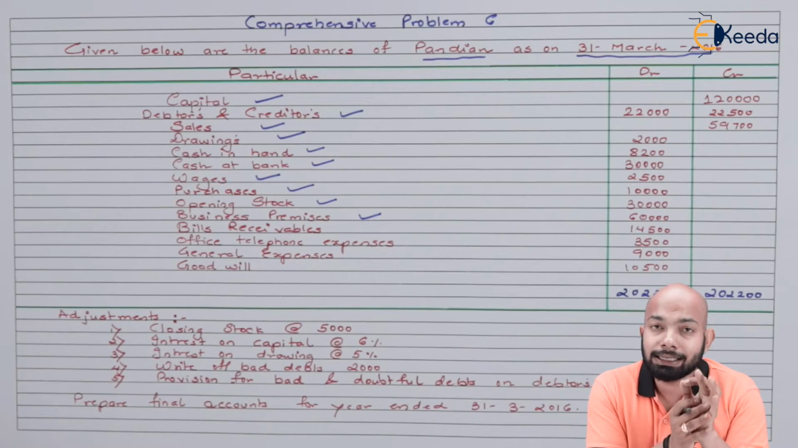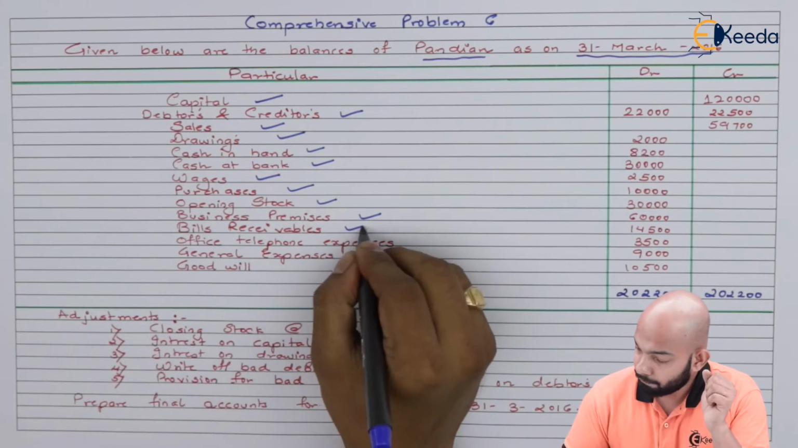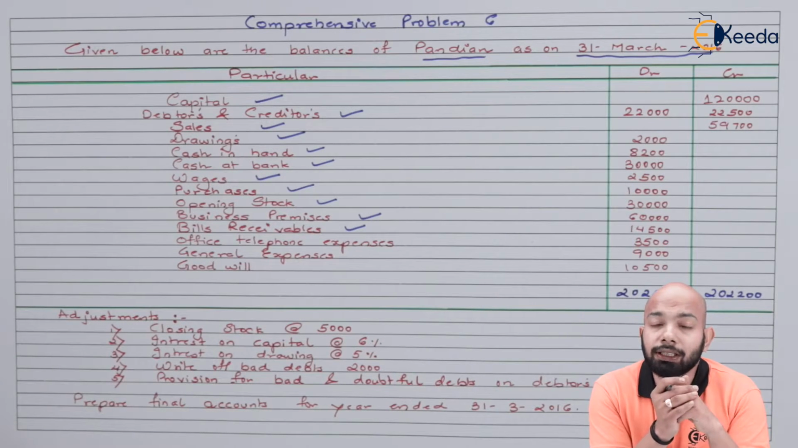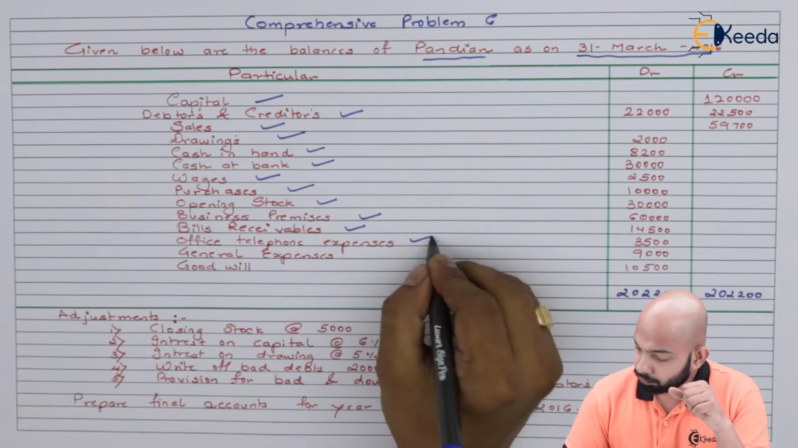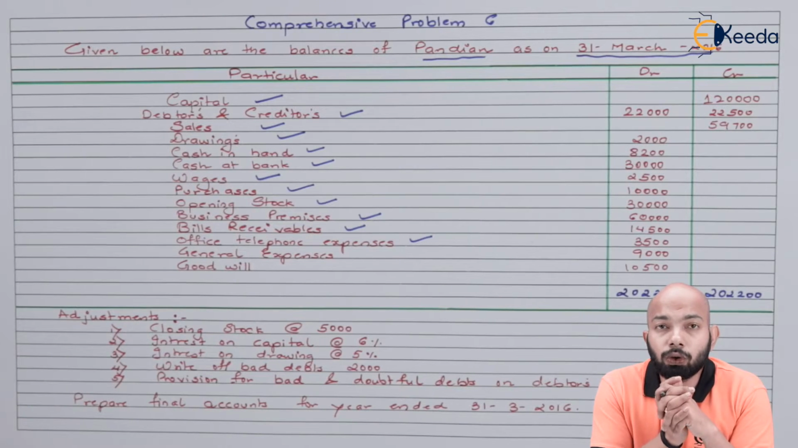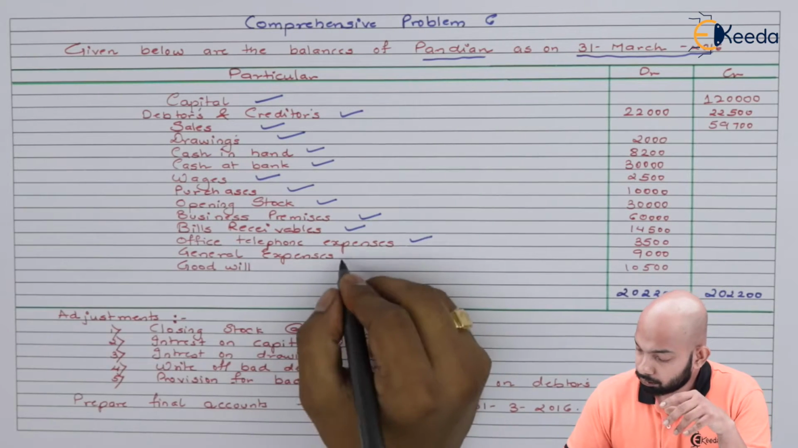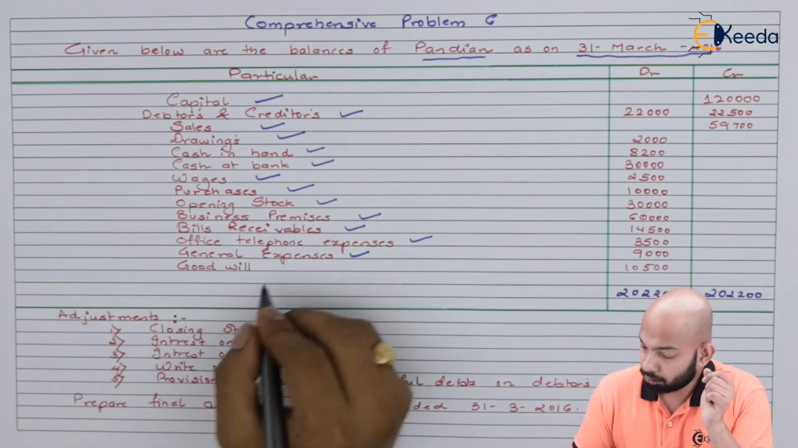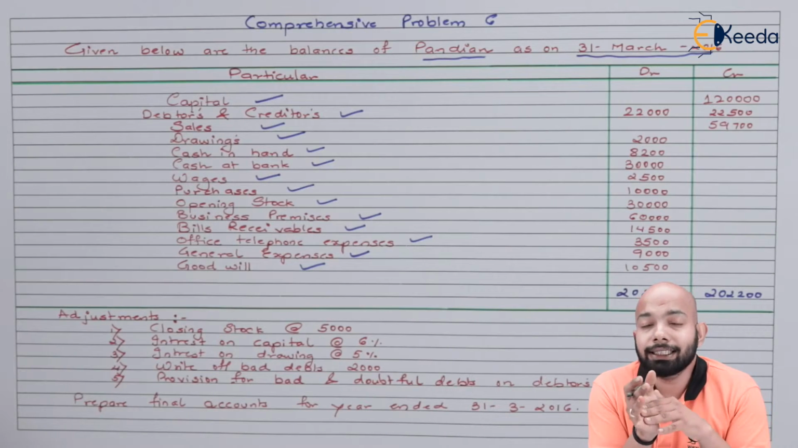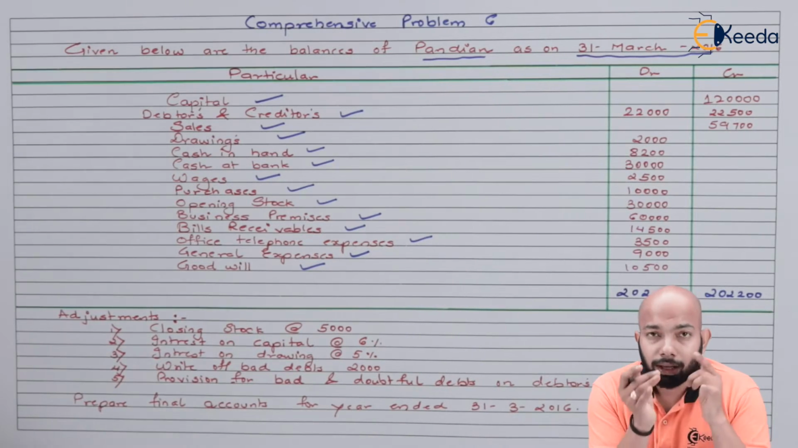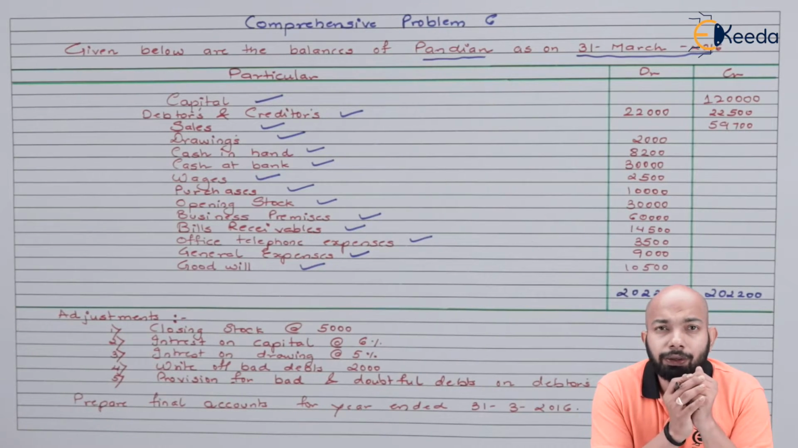Building premises is an asset, 60,000, on the asset side of the balance sheet. Bills receivable 14,500 is a current asset, hence it will be mentioned on the asset side here. Office telephone expenses has been mentioned as 3,500, which will be a part of the profit and loss account. General expenses 9,000, again a part of the profit and loss account. Goodwill again is an asset, 10,500, shown on the asset side of the balance sheet. Now we know which item will go where. There are certain adjustments also. Let's read them out for you.